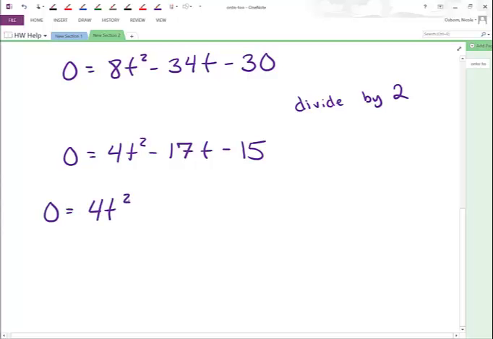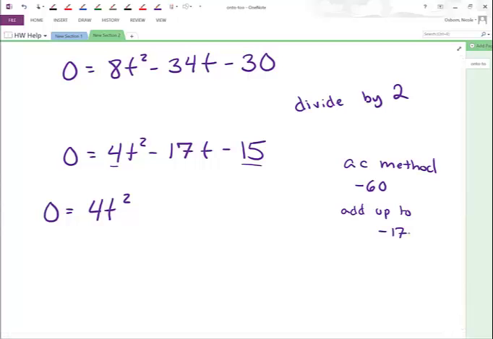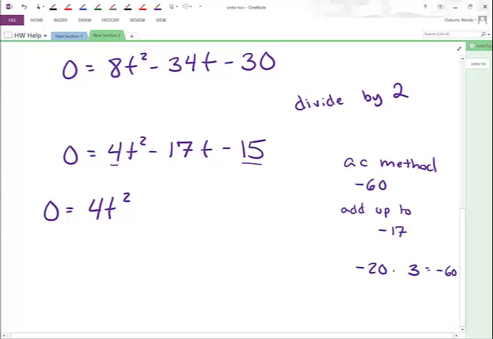which says that I need two values that multiply to give me negative 60. That's the product of 4 and negative 15. All right, so we're using the AC method here. So they have to multiply to give me a negative 60, but they need to add up to negative 17. So does everyone see that I could use negative 20 and a positive 3? So if I take negative 20 and a positive 3, they multiply to give me a negative 60, but add up to give me a negative 17.